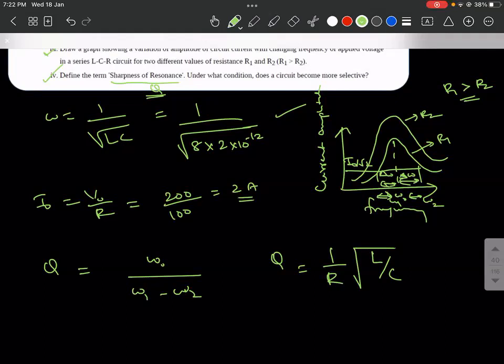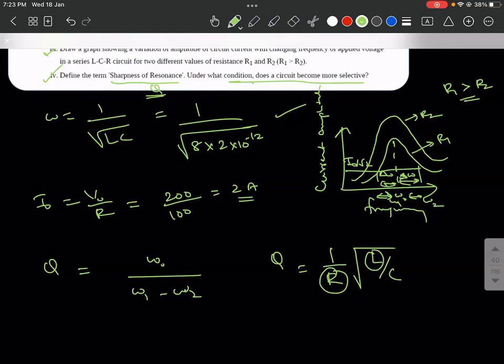High. So if the quality factor should be higher, what should R be? Small. It should be small. And what should happen to the inductance? It should be high. So that's what they ask, no? And under what condition does the circuit become more selective?